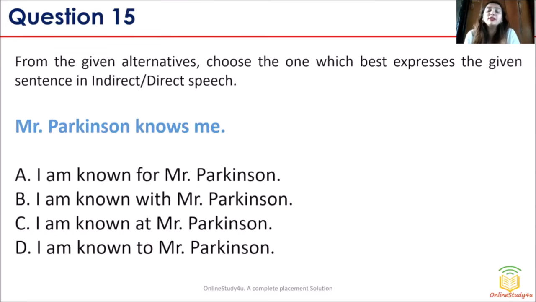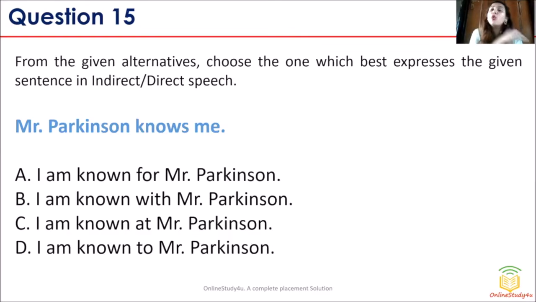Mr. Parkinson knows me. Okay, so again, two elements, Mr. Parkinson, me, and knows is your verb. I am known for Mr. Parkinson, meaning I am known for this person. That's incorrect. I am known with Mr. Parkinson again. Why am I known with him? That doesn't make sense. I am known at Mr. Parkinson. So that is more like a place. I am known at Goa for the craziest parties or something like that.